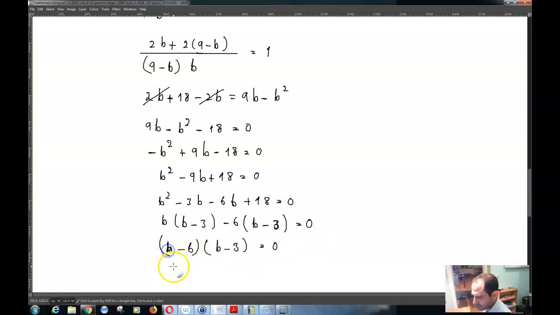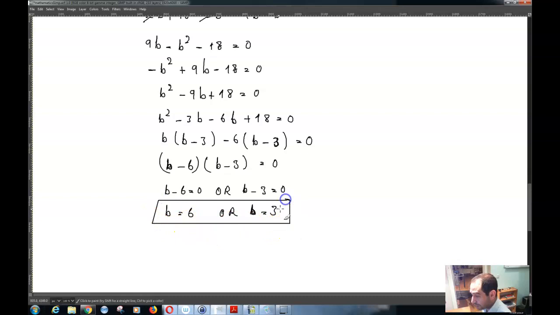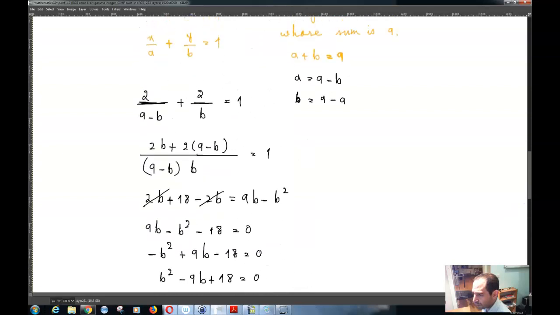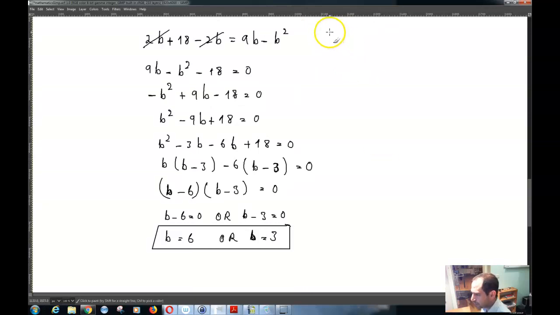So that means that either b minus 6 is equal to 0 or b minus 3 is equal to 0. Here b is equal to 6 or b is equal to 3. So this is your solution set for b. Now if you come back to the equation over here, we said that x over a plus y over b is equal to 1, and this point was already on the line.